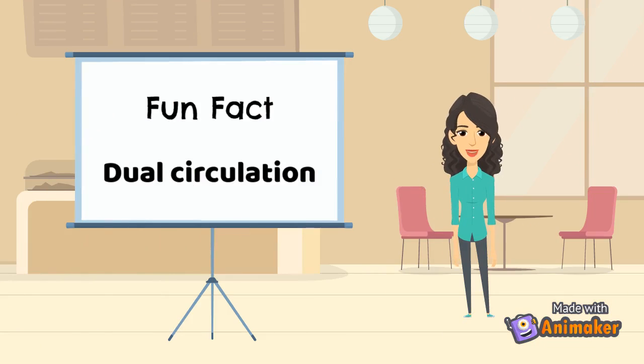Today's fun fact: humans have dual circulation while animals, for example fish, have single circulation. In dual circulation, blood arrives at the heart twice before passing to the body. First, deoxygenated blood arrives at the heart, and this blood is then pumped to the lungs to become oxygenated blood. This oxygenated blood travels to the heart to be pumped around the body. A process such as this does not happen in single circulation.